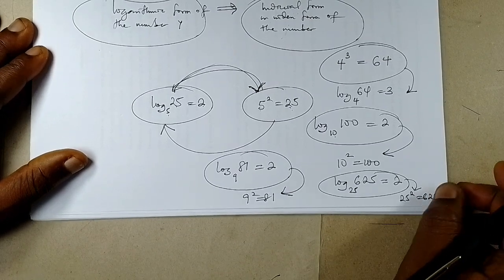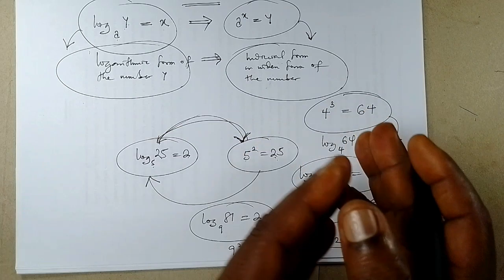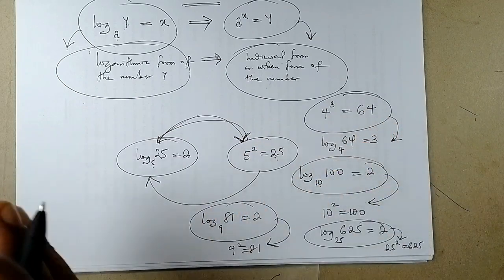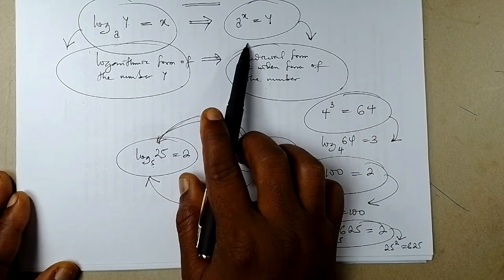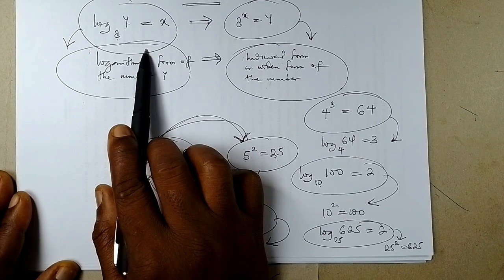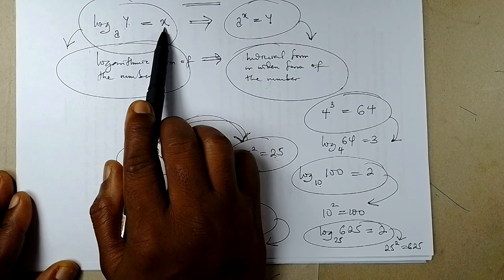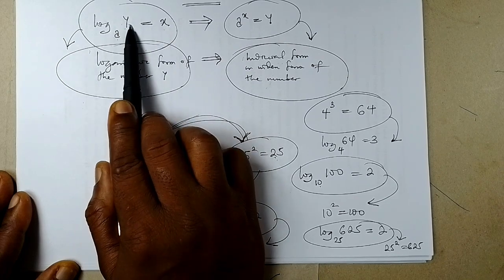So this is just what it takes to move from logarithmic form to index form, and from index form to logarithmic form. But this is called the index form of y, while this is called the logarithmic form of y. So please take note. The logarithm of y in base a is the number x to which a must be raised to get y.